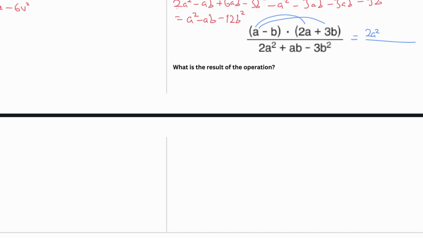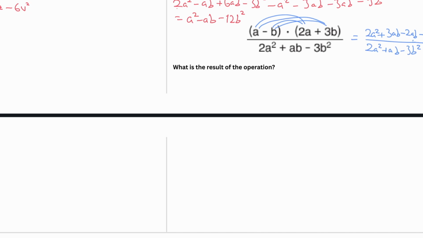A times 3b would be plus 3ab. And minus b times 2a would be minus 2ab. And minus b times 3b would give us negative 3b squared. Before we go to the bottom, we can just simplify. At the bottom, we have a squared plus ab minus 3b squared.